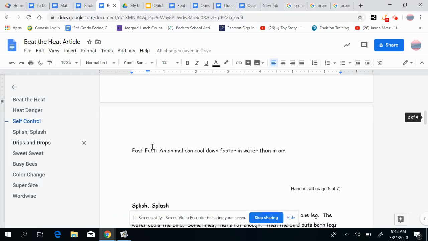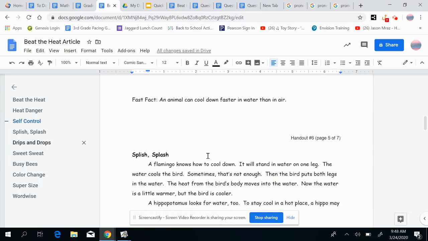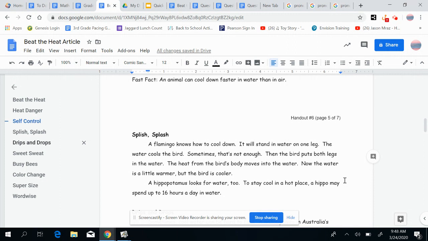Okay, then it says, fun fact, an animal can cool down faster in water than in air. Splish splash. A flamingo knows how to cool down. It will stand in water on one leg. The water cools the bird. Sometimes that's not enough. Then the bird puts both legs in the water. The heat from the bird's body moves into the water. Now the water is a little warmer, but the bird is cooler.